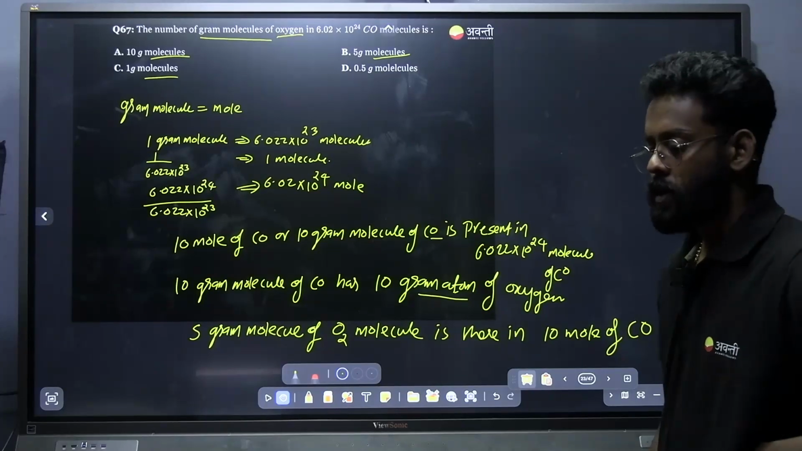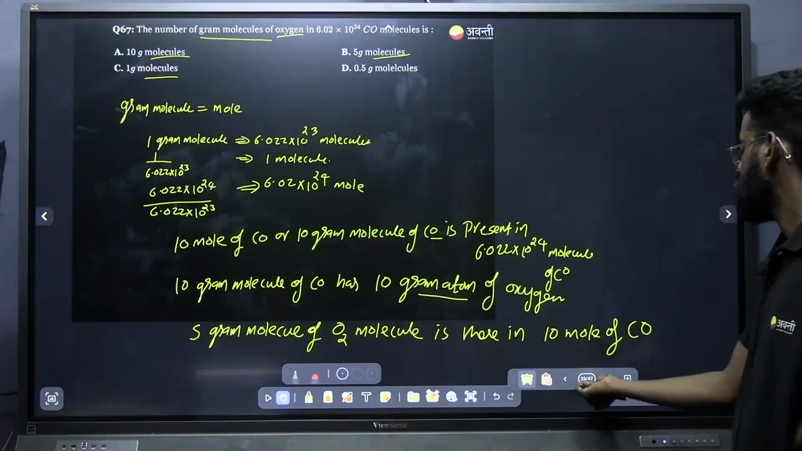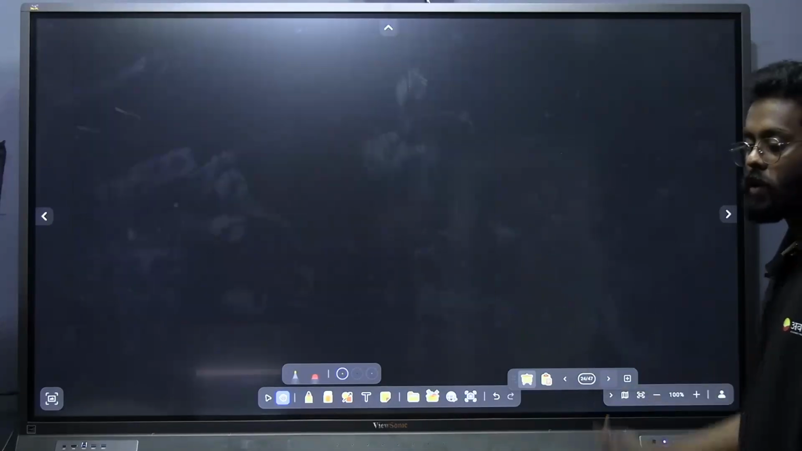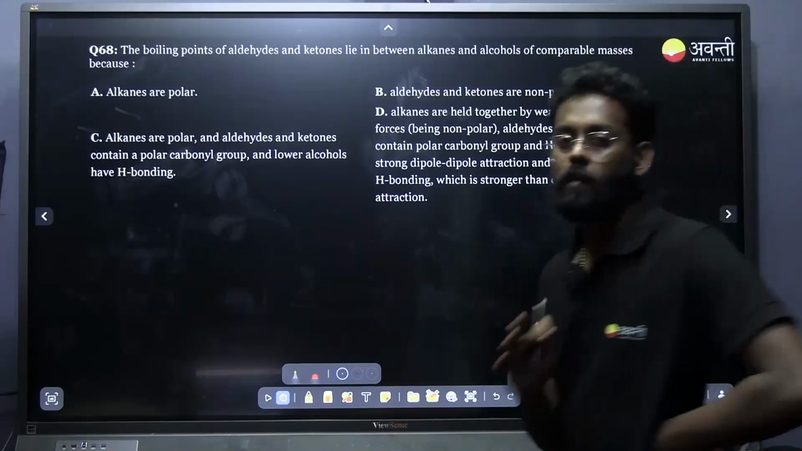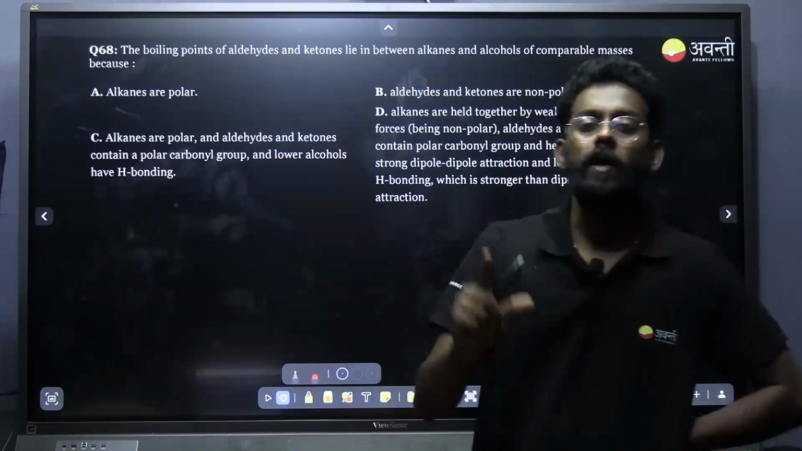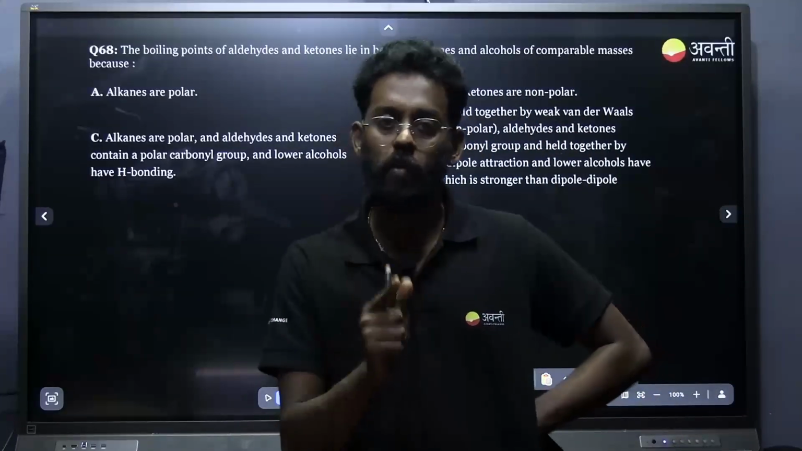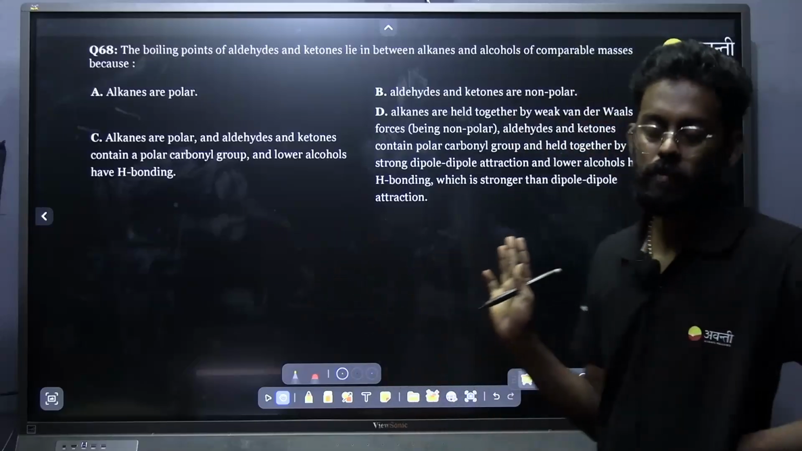Just go into the solution and we can understand this. It's not a big question. Just that the terms gram molecule and gram atom will be confusing you. Gram atom is the term we use for 1 mole of an atomic substance, and gram molecule is the term we use for 1 mole of a molecular substance.